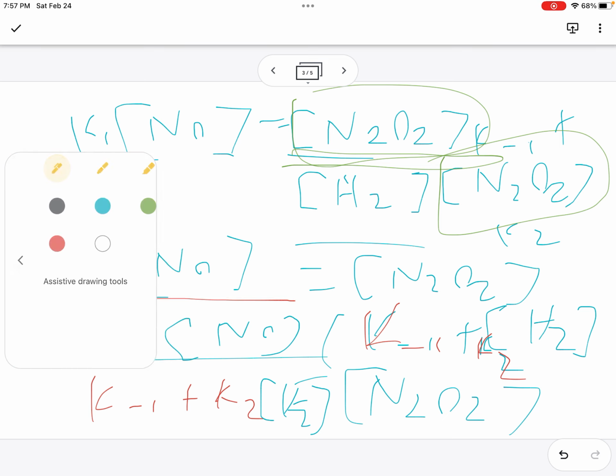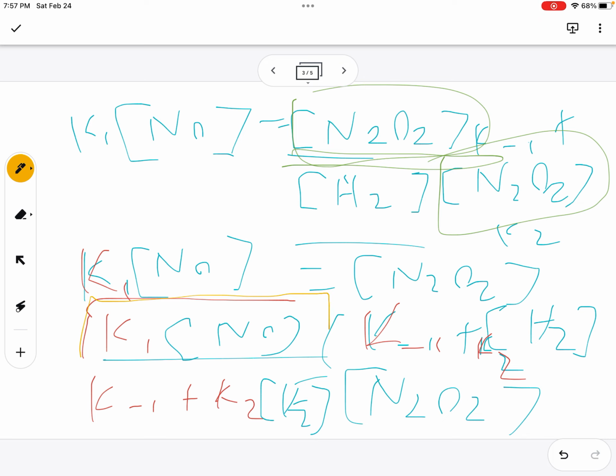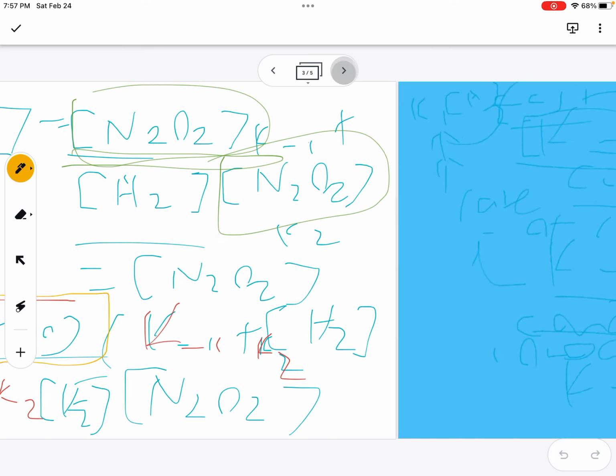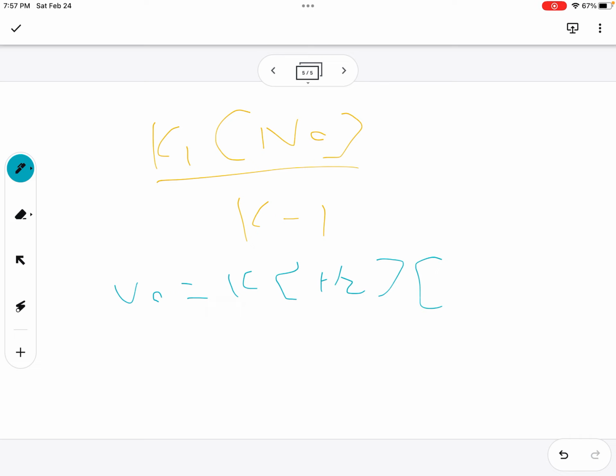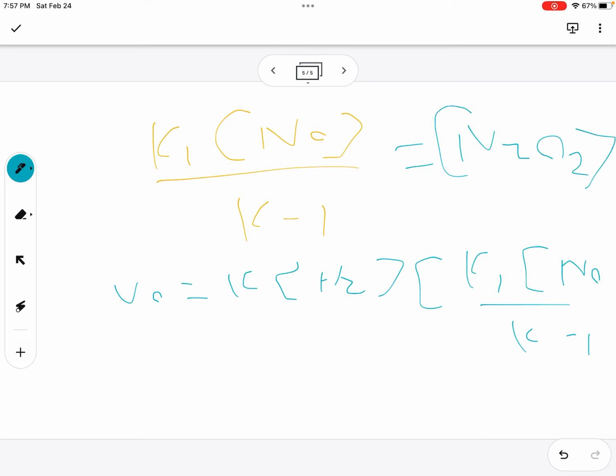Let's get a new color. That's ugly. Red. It's just given by K1 NO over K minus 1. And then subbing that back into our original expression for rate, we have K2 times H2 times K1 NO over K minus 1, because we said this was equal to N2O2, which was our pesky intermediate, which we wanted to get rid of. So now we got rid of the N2O2.